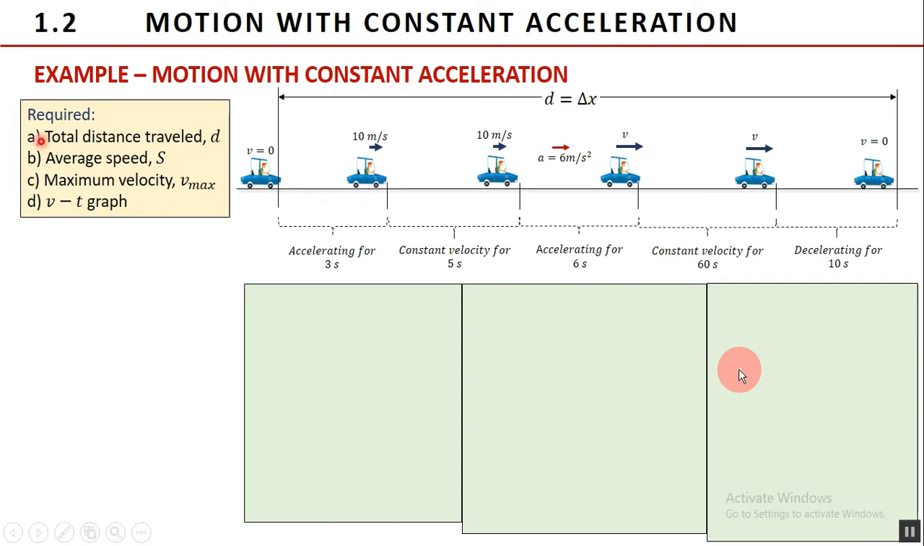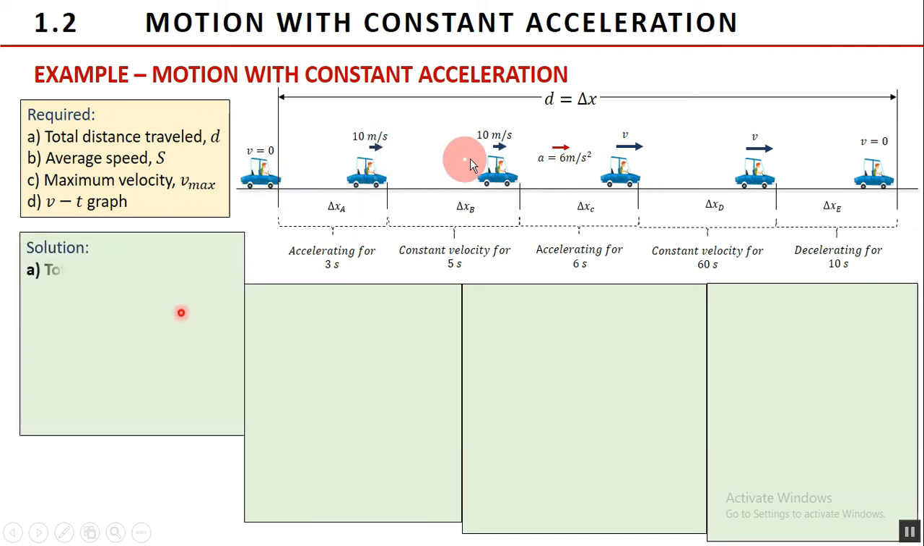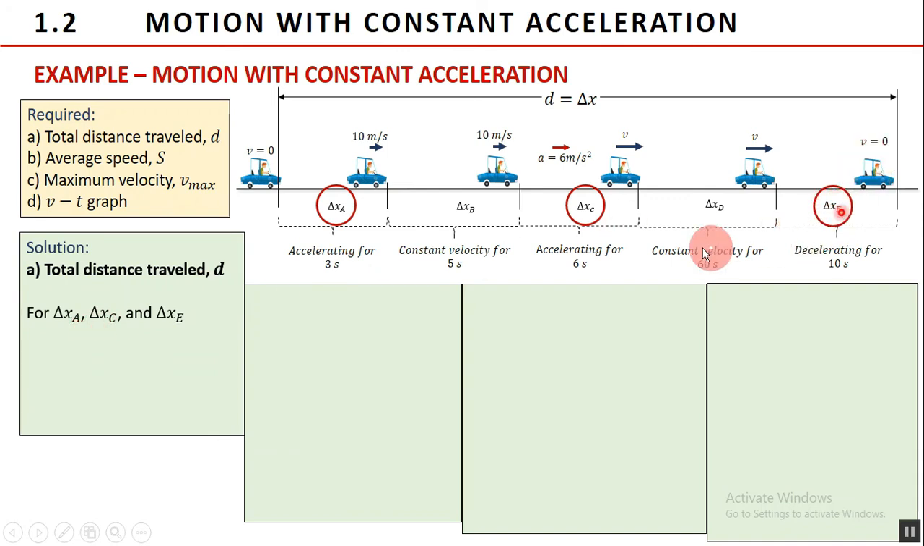For letter A, the total distance traveled. The figure shows the type of motion happening in each time interval. We also indicate the known values of velocities, time and acceleration. Since the car is moving along a straight line, the total distance traveled d is the same as the magnitude of the car's displacement delta x. By knowing the initial and final velocities at each type of motion, we solve for the distance traveled, delta x sub a, delta x sub c and delta x sub e, using the equation delta x is equal to 1/2 of the quantity initial velocity plus final velocity multiplied by time t.